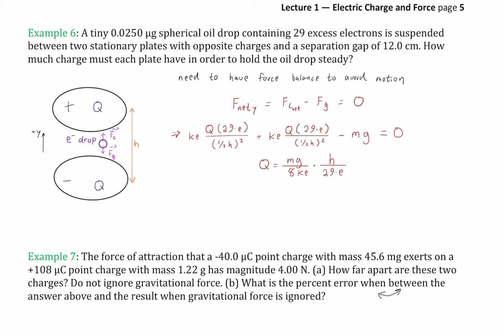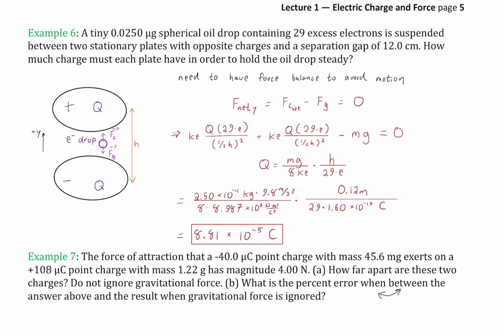Notice that we're going to be able to simplify everything, and our constants stick around though. E, by the way, is the charge of an electron, that's the 1.6 times 10 to the negative 19. That's why there's 29 of them. h is the distance as shown in the figure. And when we plug in our values, we end up with 8.81 times 10 to the negative 5 coulombs.